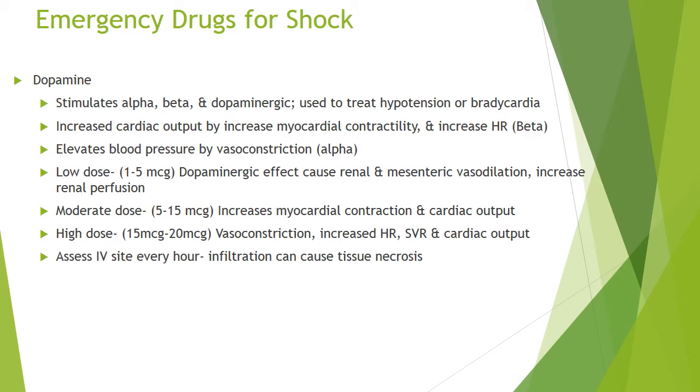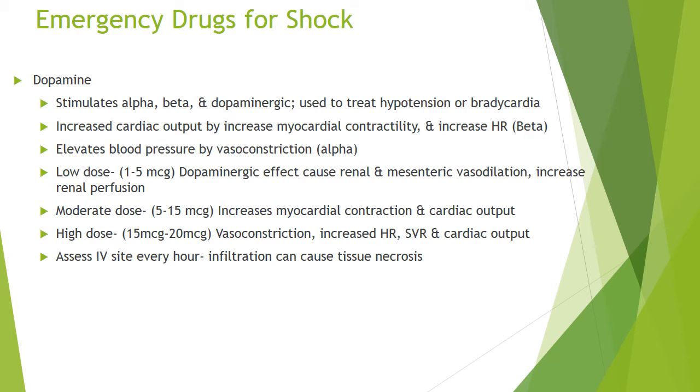We're going to talk about some drugs that we use for the treatment of shock. And one of those drugs that we commonly use is known as dopamine. Dopamine stimulates alpha, beta, and dopaminergic receptors, so it's very helpful in treating patients that have hypotension or bradycardia. It increases our cardiac output by increasing that myocardial contractility, putting that more squeeze on the heart, as well as increasing our heart rate. So it's kind of putting the focus on that beta 1 effect. It helps elevate our blood pressure by vasoconstriction through alpha 1.